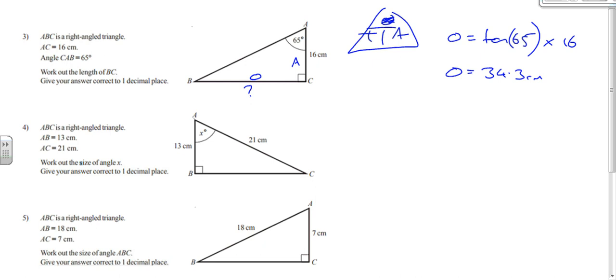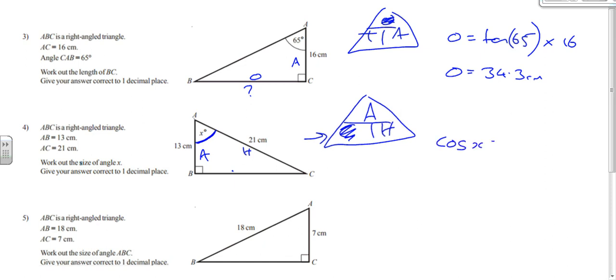Now the next question is kind of different because we are looking for an angle. So if this is the angle, this one down here is the opposite. This one is the adjacent. This one's the hypotenuse. So we're going to be using CA. Now here we are looking for the angle. If we're looking for the angle, it's the bottom left that we cover up. So we're going to say that cos of the angle, cos of x, equals A divided by H, which is 13 divided by 21.